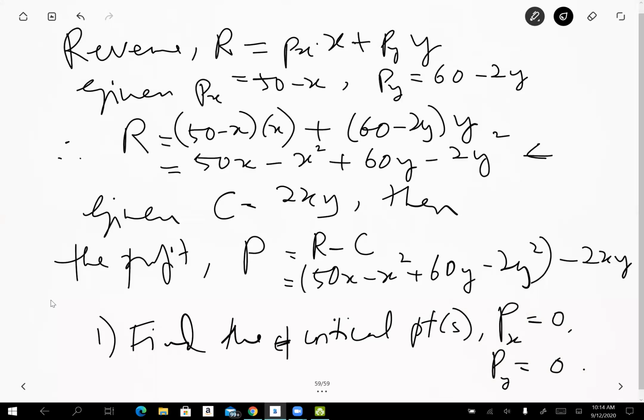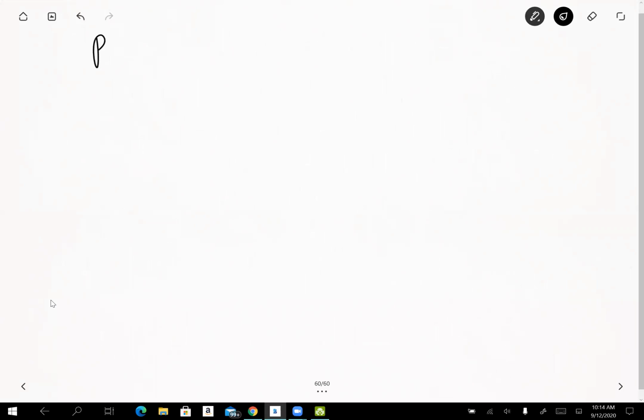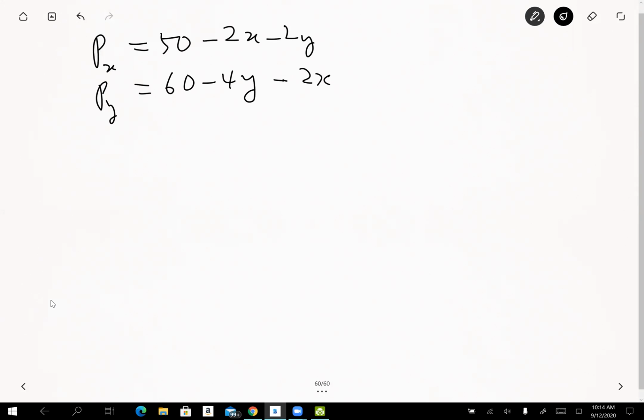So you find the Px, you find the Py, you will have 2 partial derivatives. Px is equal to 50 minus 2x minus 2y. And then Py equal to what? You do the derivative, you got 60 minus 4y minus 2x. And of course, for the critical point, these are equal to 0. Px equals 0, Py equals 0.